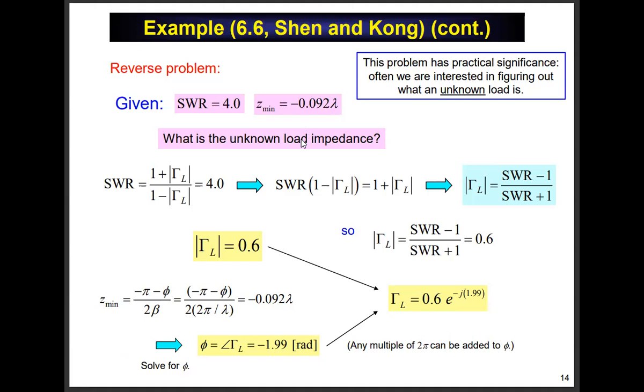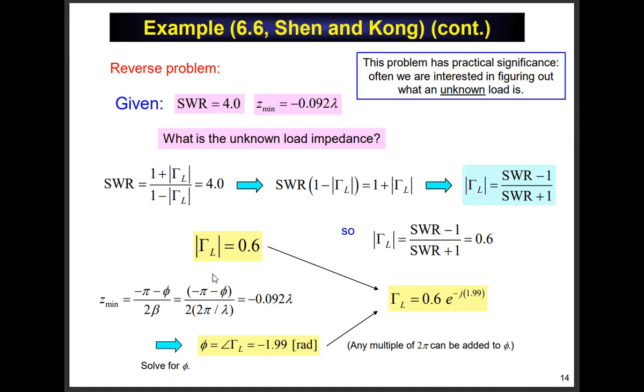So what is the unknown load impedance? Here's SWR in terms of gamma L. Here's the formula turned inside out, the magnitude of gamma L in terms of SWR. It was also in that blast problem. Plugging in 4, although it's 3 in the exam problem, we get the magnitude of gamma L. Again, we need the phase of gamma L, so we calculate it using the same approach as in the blast. Here we know the Z minimum is minus 0.02 lambda.